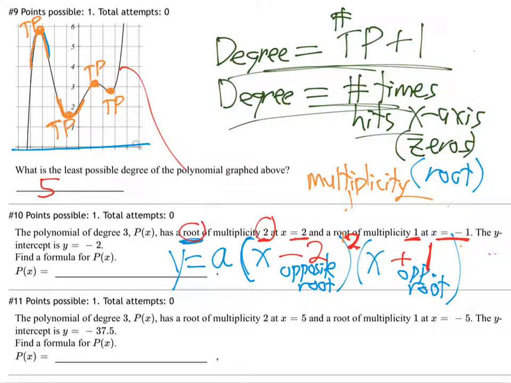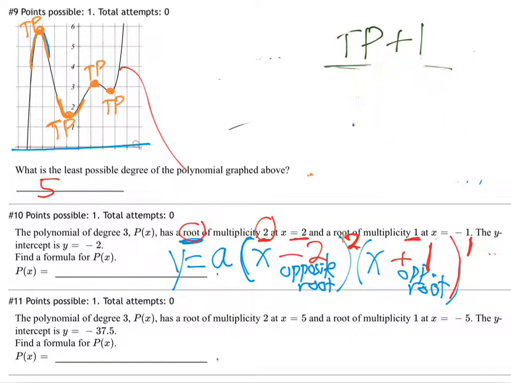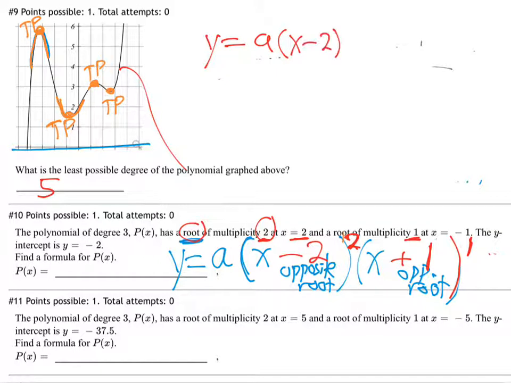And then multiplicity 1, that means there's a first power out here. And you don't even need to show a first power, right? That's just understood to be there. So it's not needed. So far, so good. So in other words, what we know now is that we have y equals a times (x minus 2) squared times (x plus 1) to the first power. We got to find the a, though. But are we good so far?